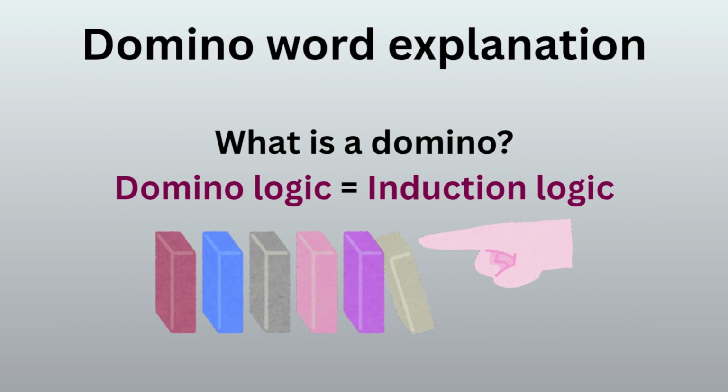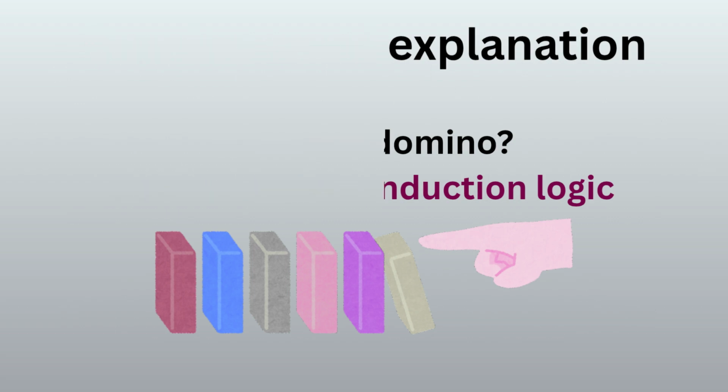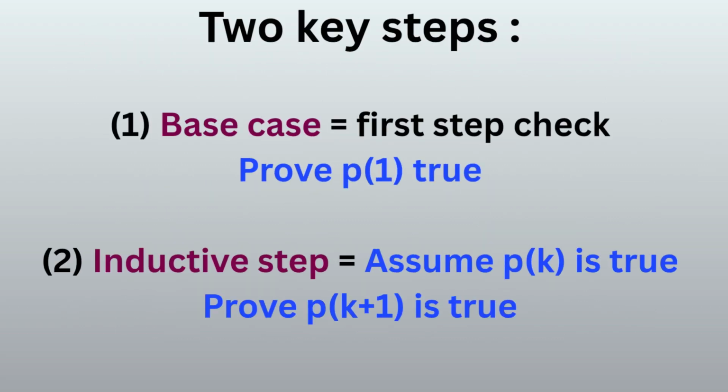Mathematical induction works exactly like dominoes. If the first domino falls and every falling domino makes the next one fall, then the entire line will fall. This exact same logic is used in induction for proving infinite statements. Mathematical induction always works in two compulsory steps. The first is called the base case, the second is called the inductive step. If both steps are correct, the proof is 100% confirmed.